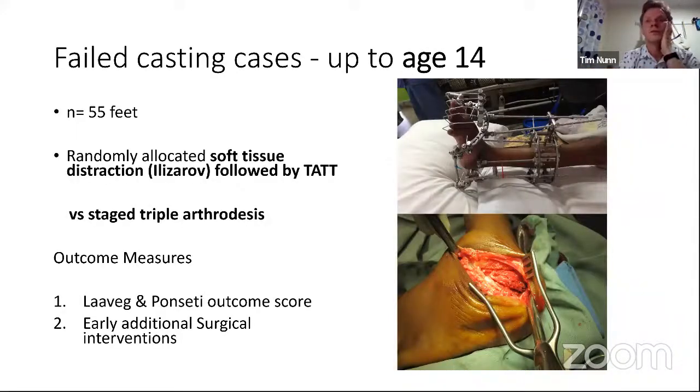So we looked at 55 feet that failed casting up to the age of 14 years and randomly allocated them to either a soft tissue distraction procedure, as you can see top right, followed by a tibialis anterior tendon transfer, or a staged triple arthrodesis, as you can see being performed on the bottom right. The outcome measures we used were the Lavig and Ponseti outcome score, and we looked at which of these treatment arms required additional surgical interventions as well.